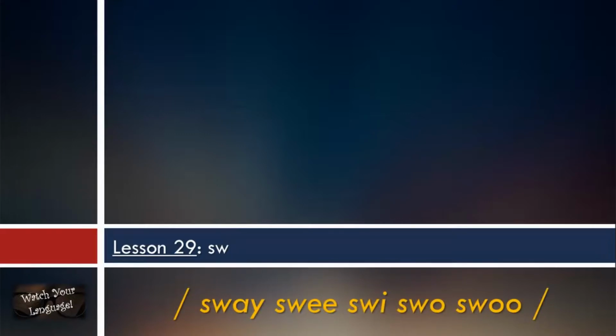Our first combination combines the sounds of S and W to make sw. With the long vowels, you get sway, swee, swy, swo, swoo. Try that with me. Sway, swee, swy, swo, swoo. Here are your practice words.